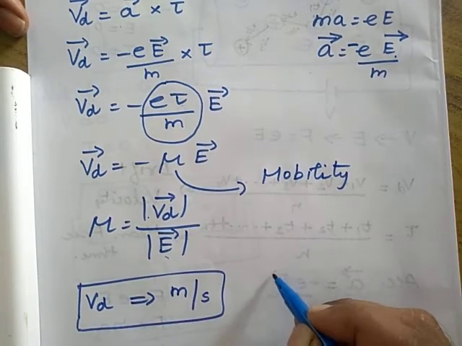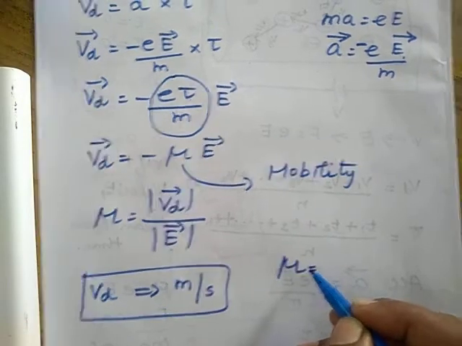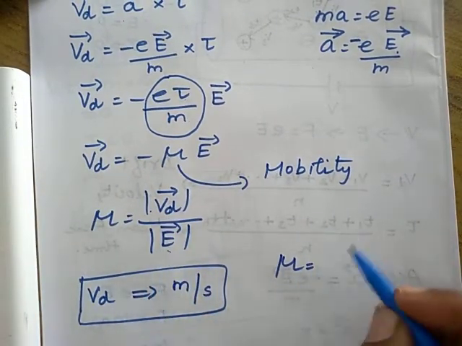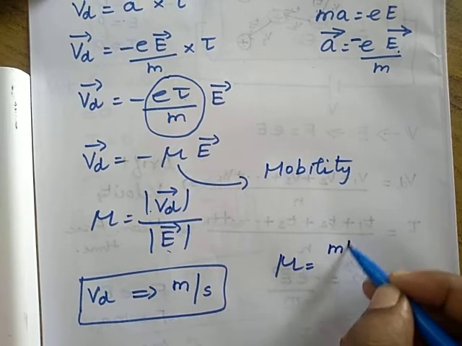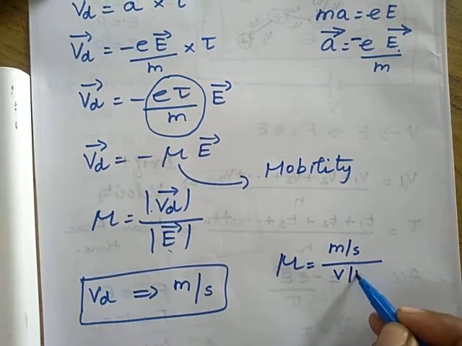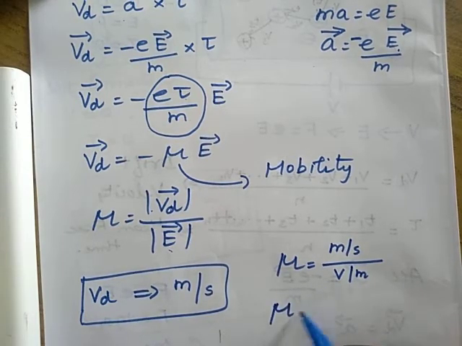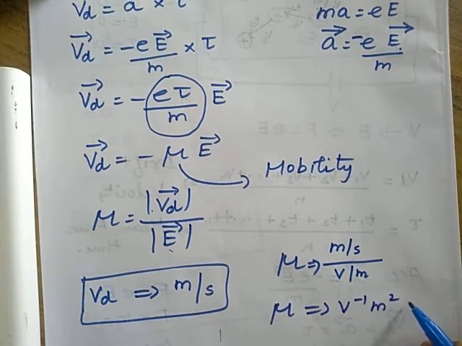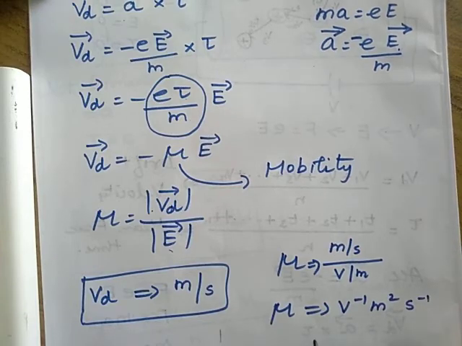And the SI unit of mobility, how to write the unit? It is the drift velocity by electric field. What is the unit of drift velocity? Meter per second. What is the unit of electric field? Volt per meter. Rearranging this, mobility unit is volt inverse meter square second inverse.